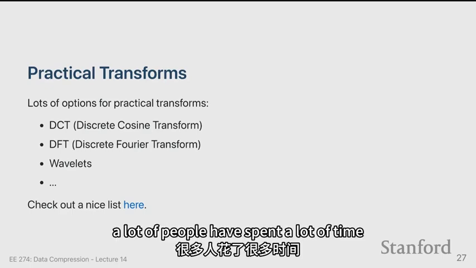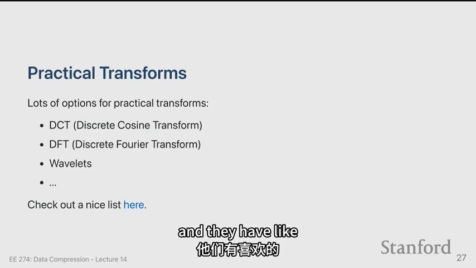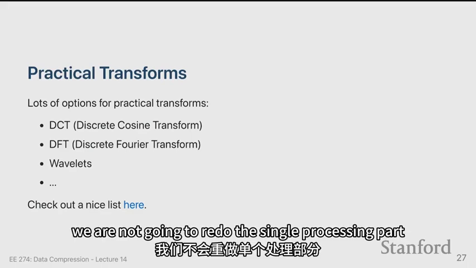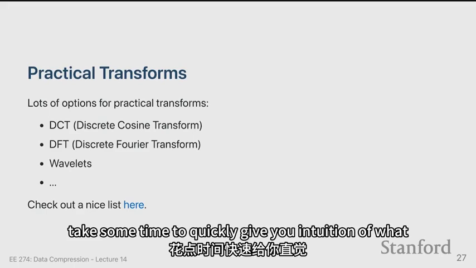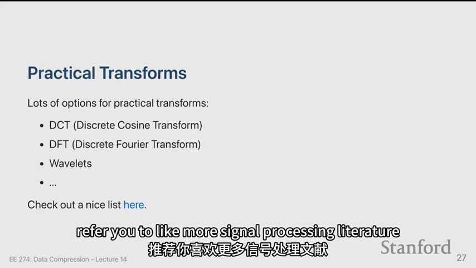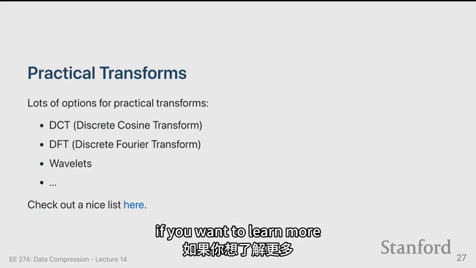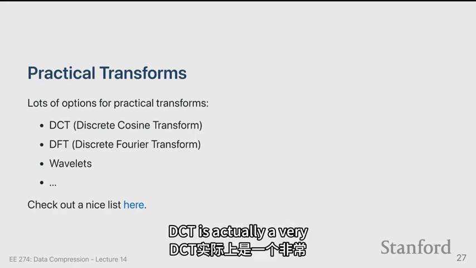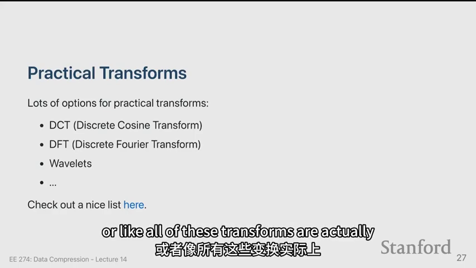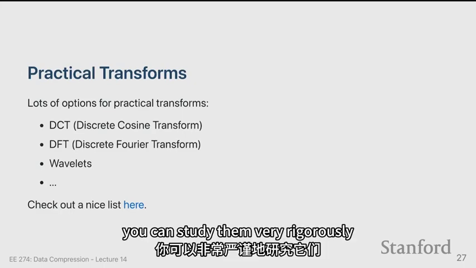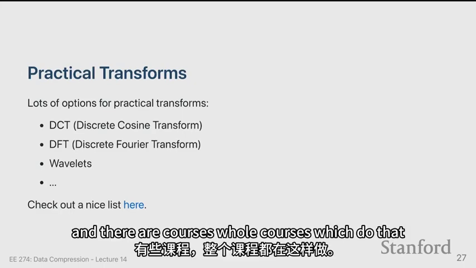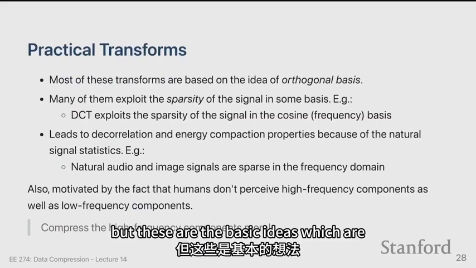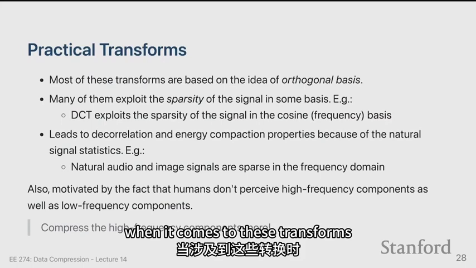A lot of people have spent a lot of time thinking of all these different transforms, and they have very strong mathematical properties. We are not going to redo the signal processing part. I'll just take some time to quickly give you intuition of what these are doing, and we'll refer you to more signal processing literature if you want to learn more. I want to say upfront that this is going to be a hand-wavy discussion of DCT. All of these transforms have very nice mathematical properties. You can study them very rigorously, and there are whole courses which do that. So I'll encourage you to take them if you like. But these are the basic ideas which are really important for compression when it comes to these transforms.